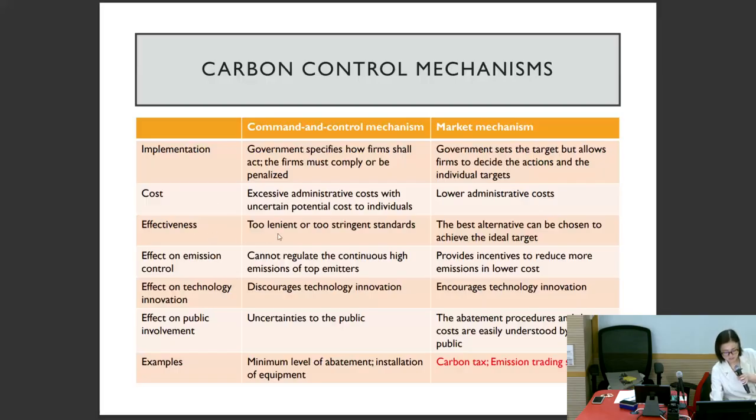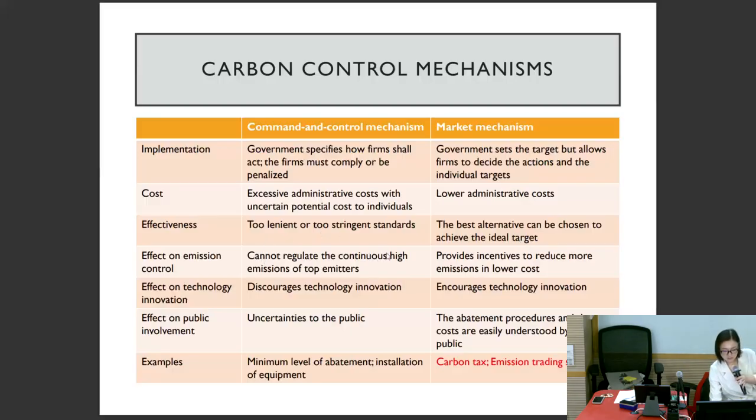For effectiveness, the command and control mechanism may set too lenient, too low a standard, or maybe too stringent a standard. So it is very difficult to set the appropriate line of reduction. And for the market mechanism, the best alternative can be chosen to achieve the ideal target because it allows the market to decide which technology to be used. That technology probably would be the cheapest, since we allow the market to decide.